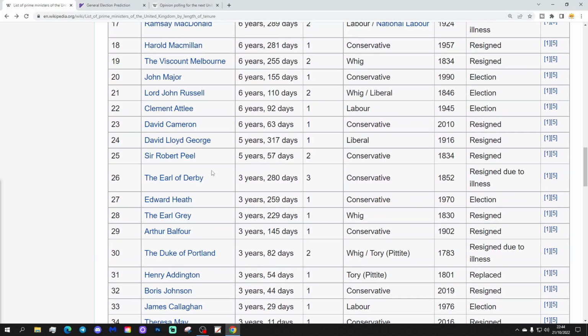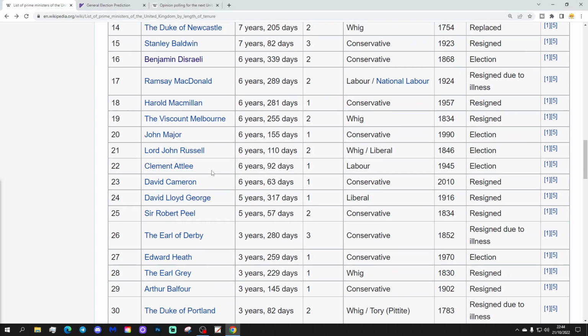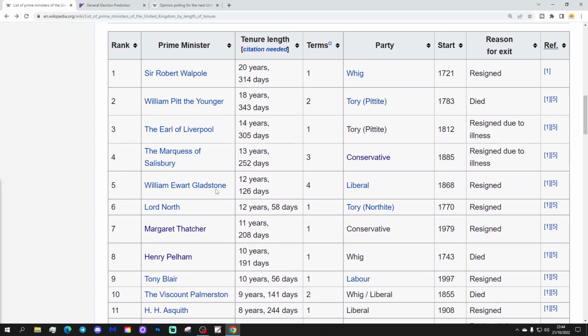If you want to see the longest, I'll link this in the description. We won't go through all of them. If you want to see the longest reigning Prime Ministers, here they are. So the longest reigned actually was Sir Robert Walpole, who reigned from 1721. And he managed to do 20 years and 314 days. He was a Whig, one of our first prime ministers.